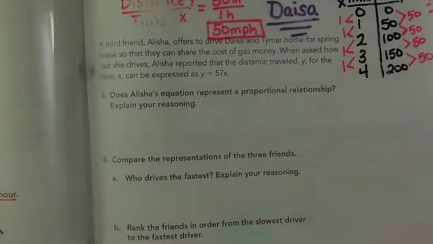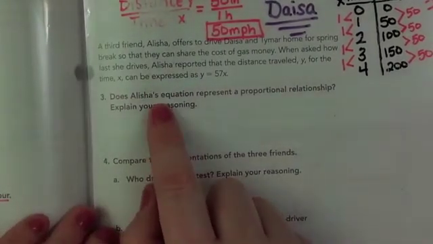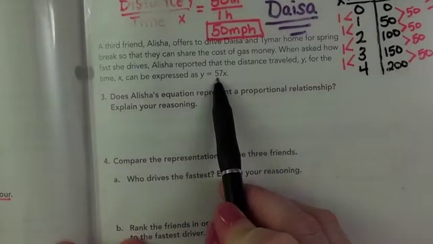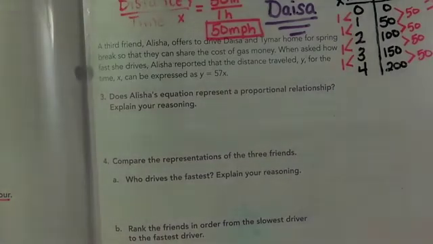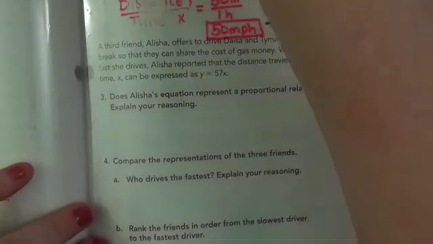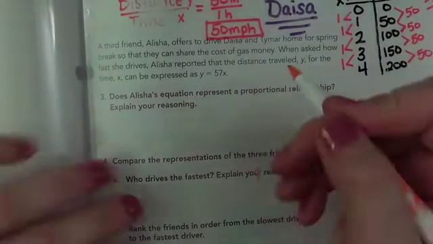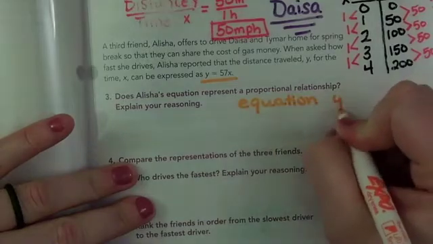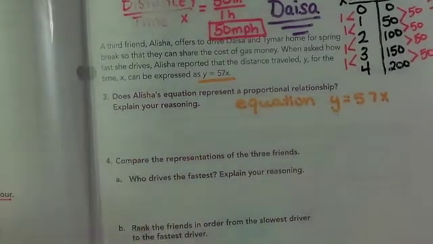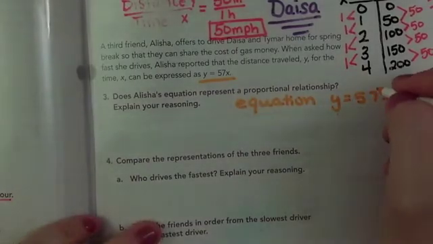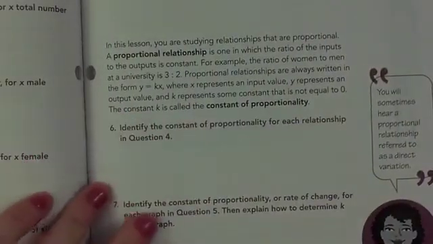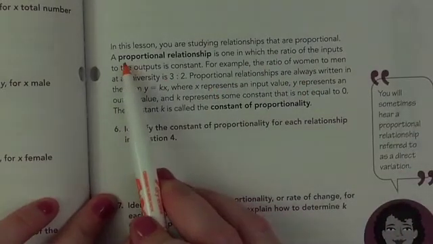Now we're going to look at Alicia. So Alicia's is an equation. If we look at her equation, y equals 57x, when you're looking at an equation, let me use orange. So this is our equation, and it is y equals 57x. In the equation, this 57, what you would have seen before in 7th grade, is that this is a proportional relationship.